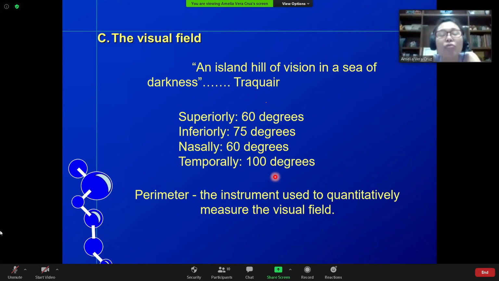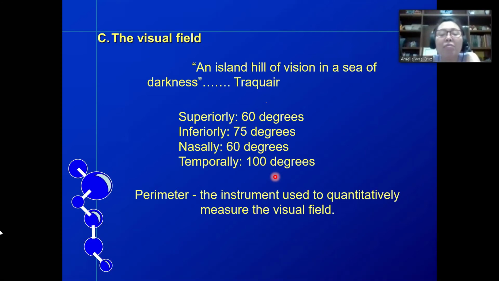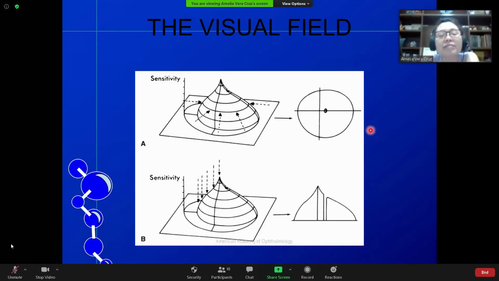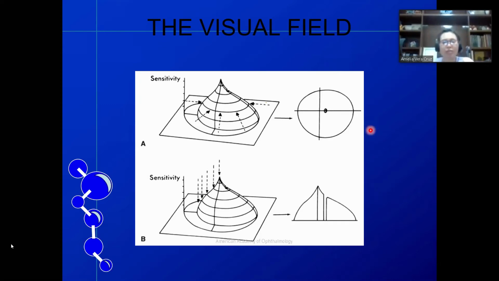Now, to quantitatively measure the visual field, we do your perimetry. Now, yun ang kinakita natin kanina. Okay? So, next. This is your visual field.